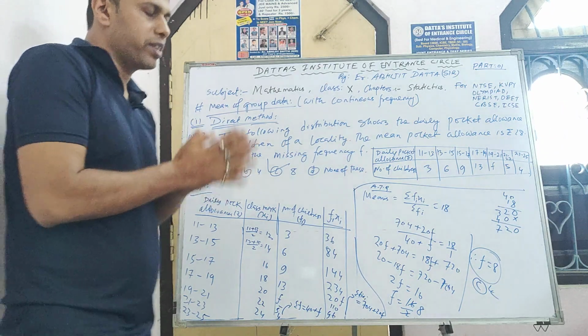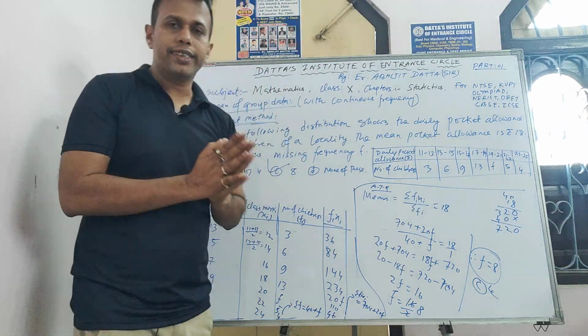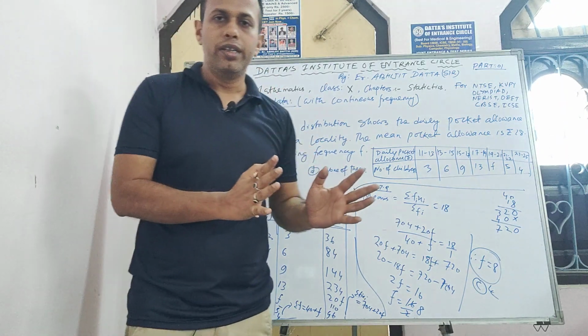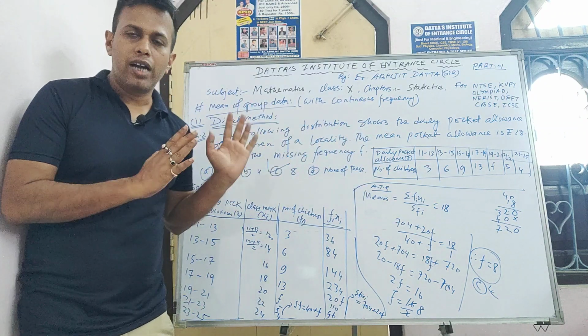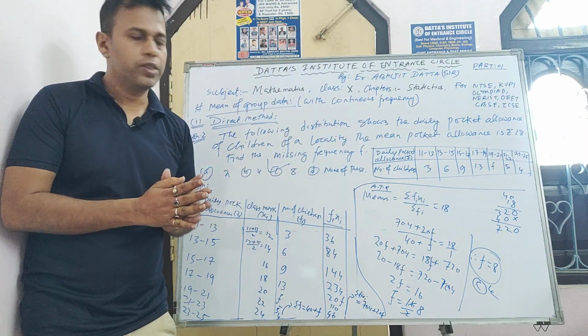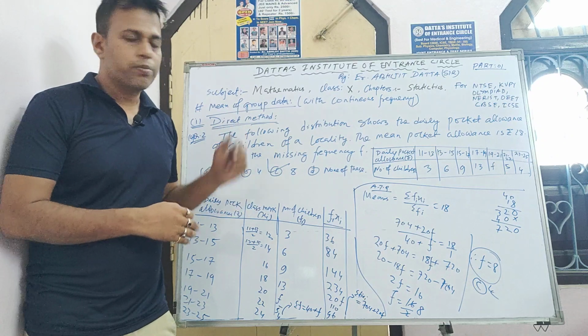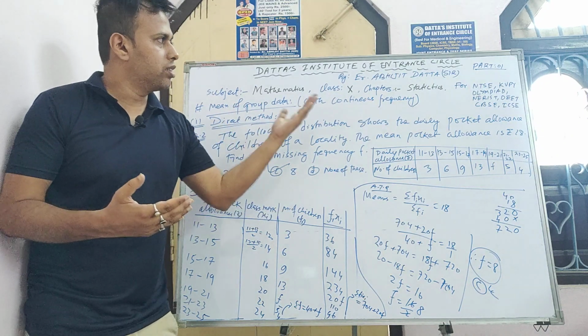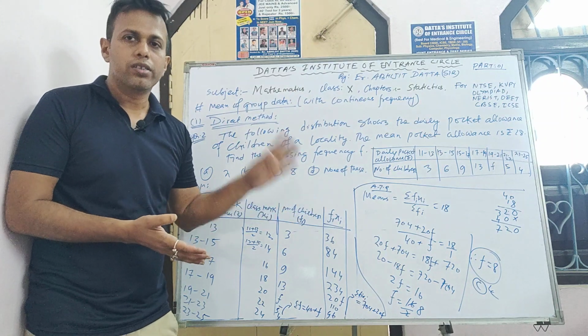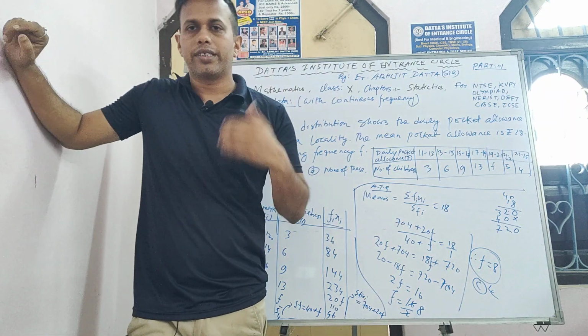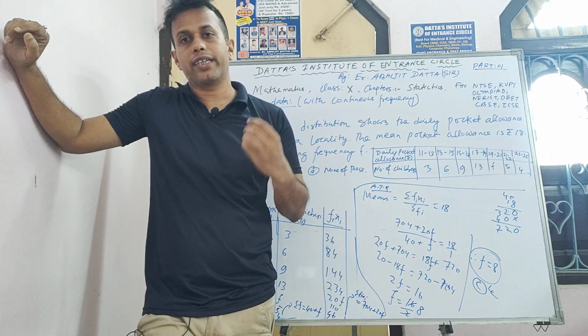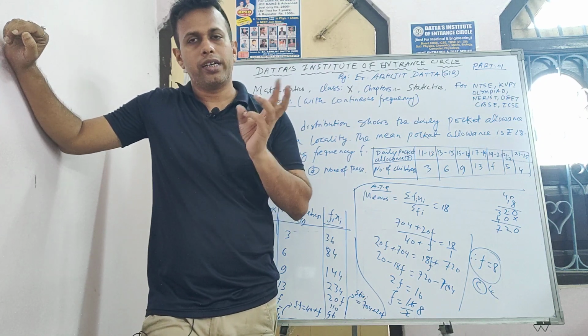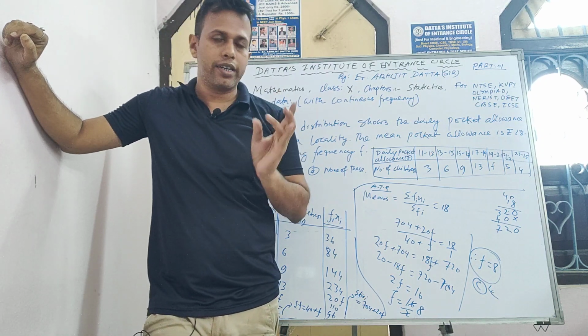So I am explaining statistics here, the mean portion: mean by ungrouped data using the direct method, and grouped data using the direct method. Two methods I discuss here. This is part one of the mean of statistics, and in the second part, the second lecture, I will explain the assumed mean method and the step deviation method.